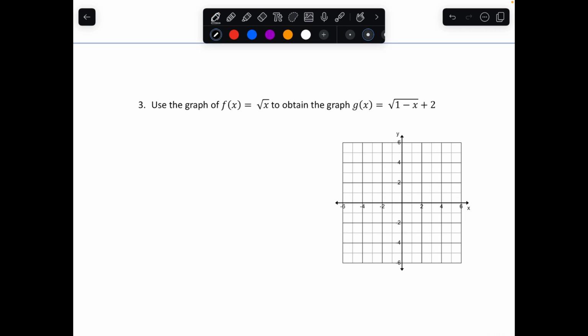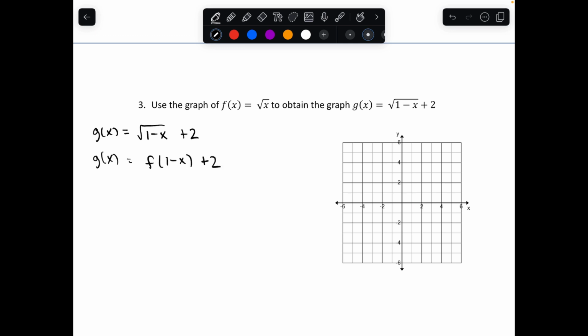Moving on to our final problem, we have a different base function. We have the square root of x being our parent function. So let's try to rewrite g of x. So g of x is the square root of 1 minus x plus 2. Let's try to rewrite it in terms of f of x. Now whatever's under the square root is the input of my function. So we can rewrite this as g of x is equal to f of 1 minus x, plus 2.